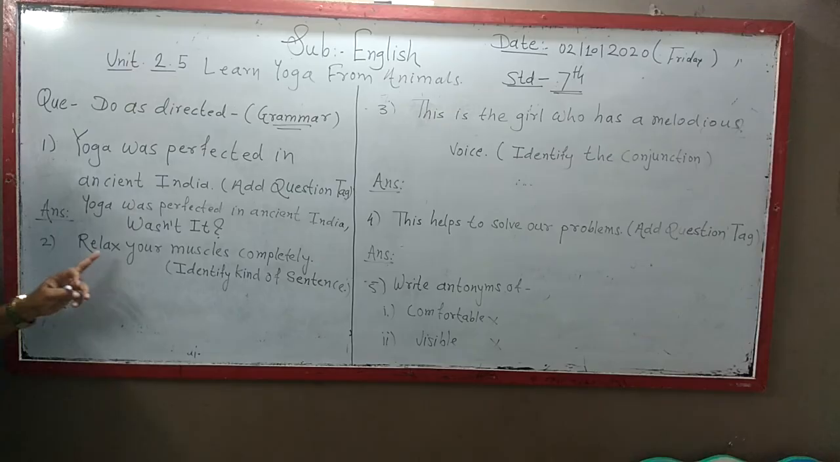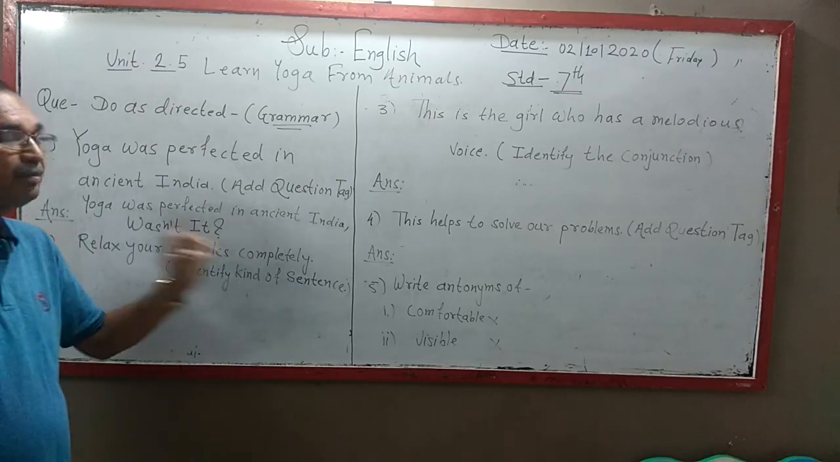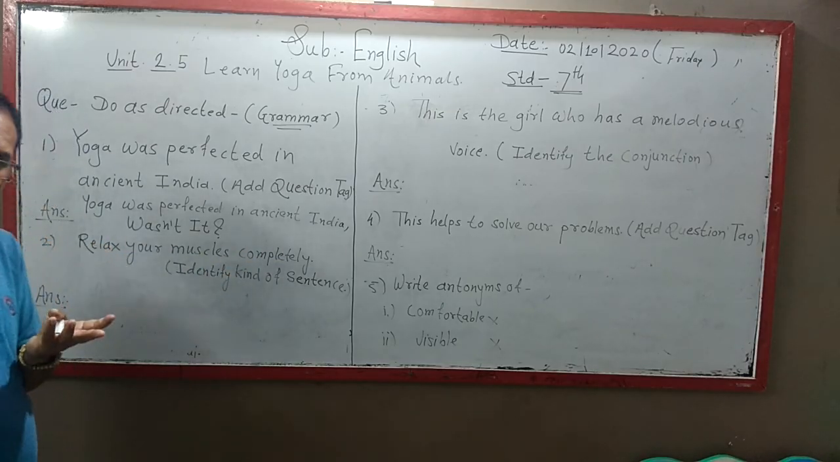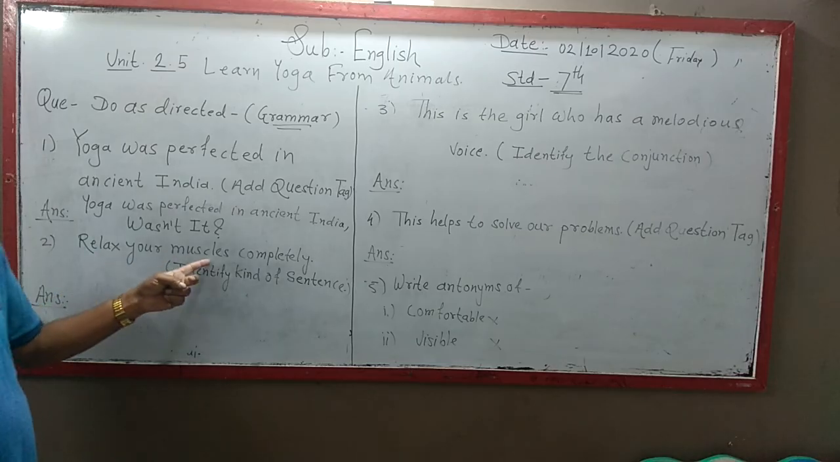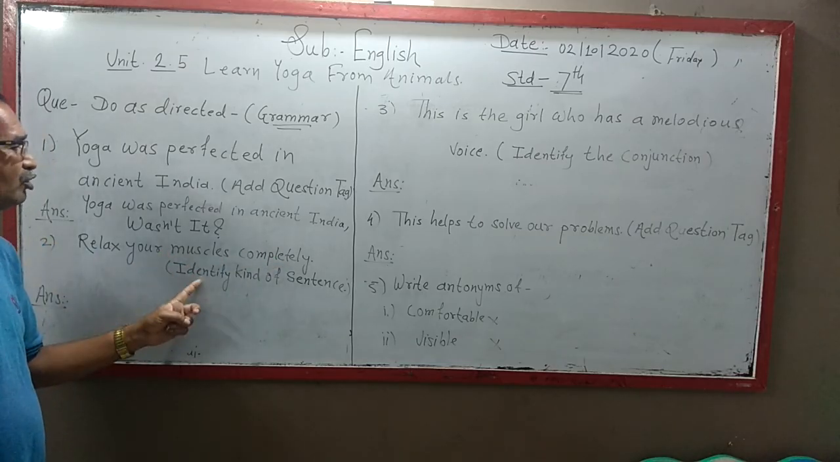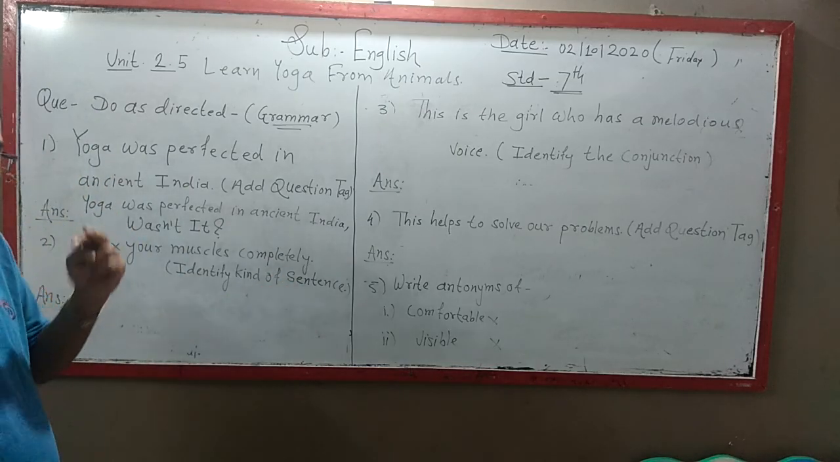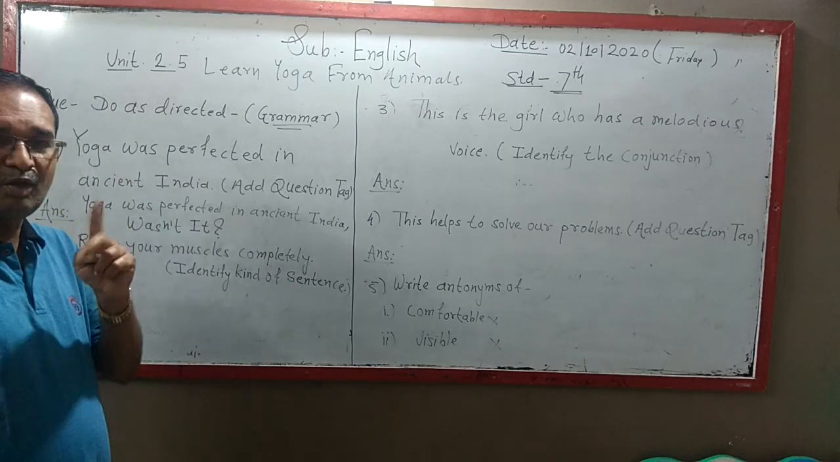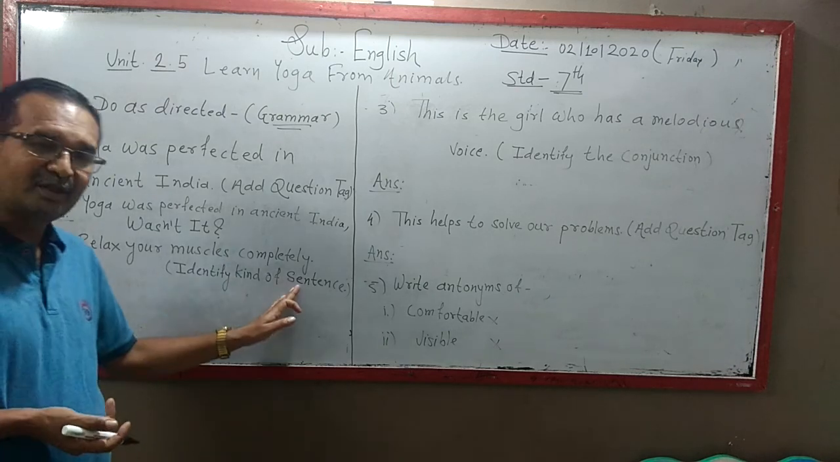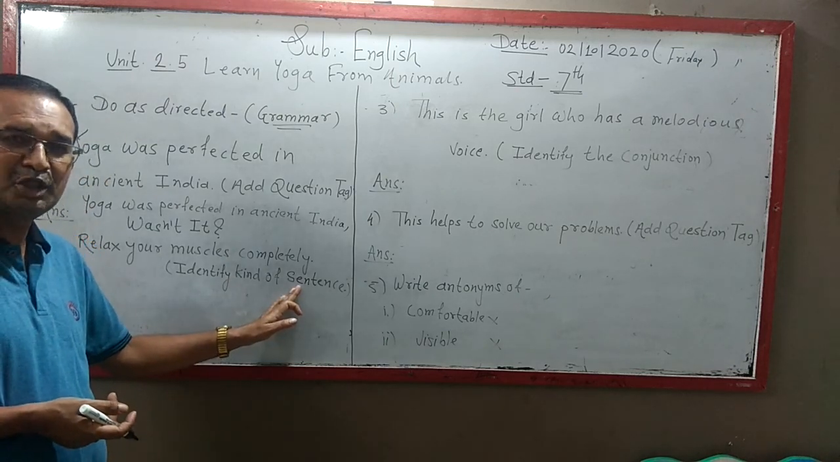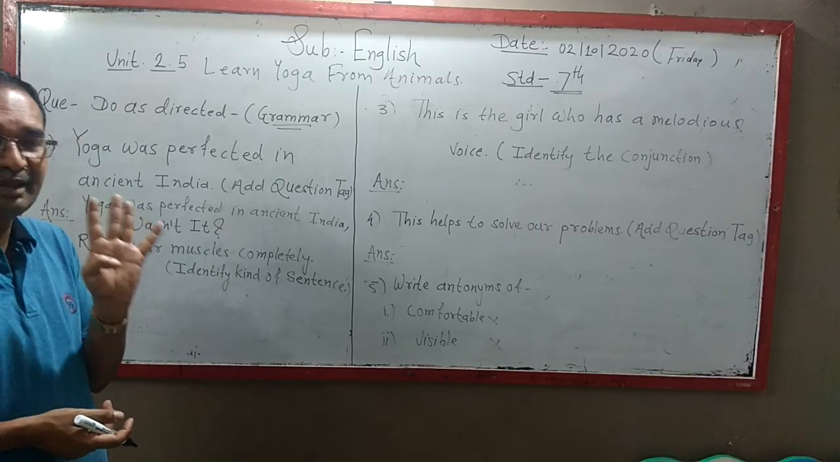Second sentence: Relax your muscles completely. While performing yoga, relax your muscles completely. What you have to do? You have to identify the kind of sentence. In the last two or three lessons I have told you about the types of sentences. How many kinds of sentences are there in English? There are four types of sentences in English.